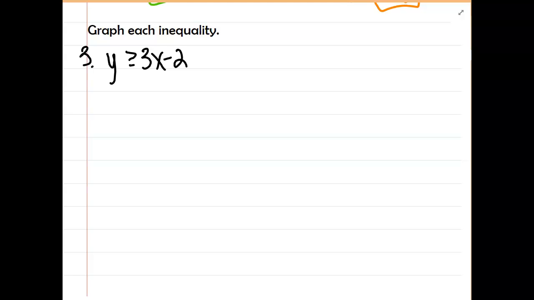The absolute number one thing is that it has to be in y equals, or y is greater than or equal to. The y has to be by itself, which in this case, it is. So if it's in y equals, you're going to start graphing it like you normally would. So we need the slope and y-intercept. What's the slope of this line?